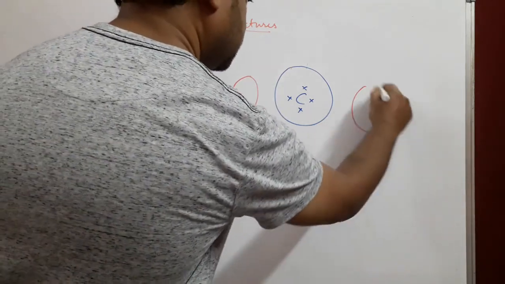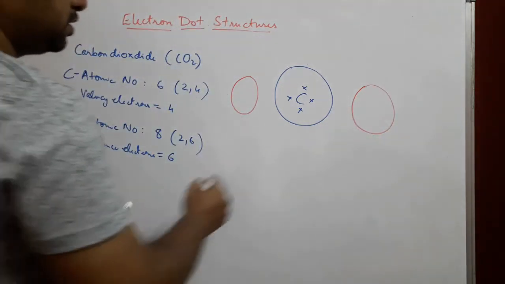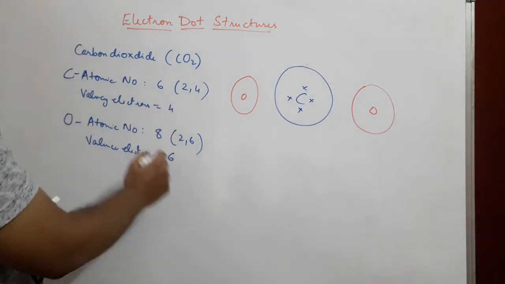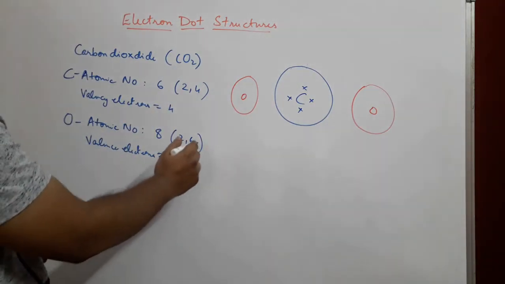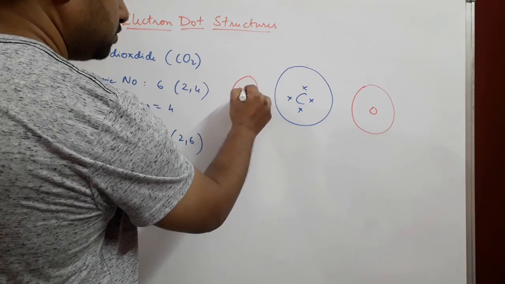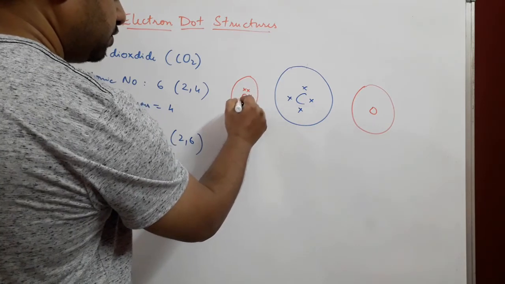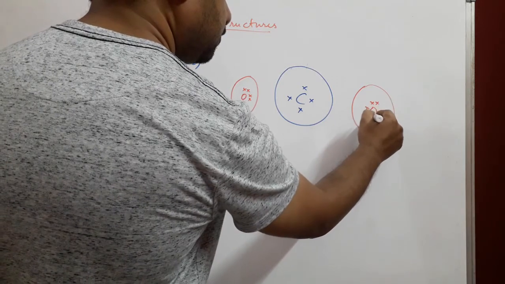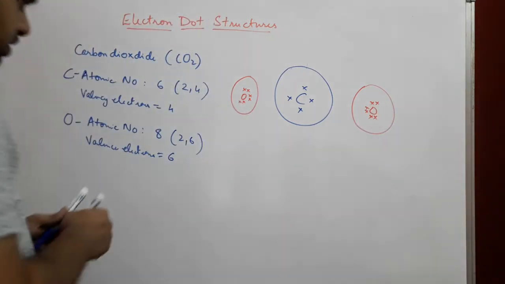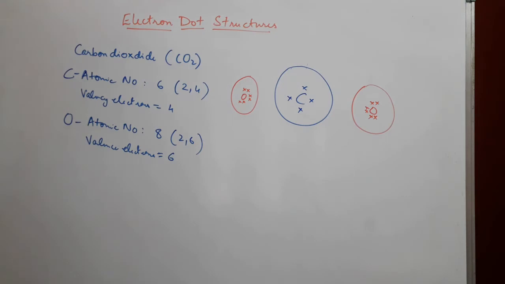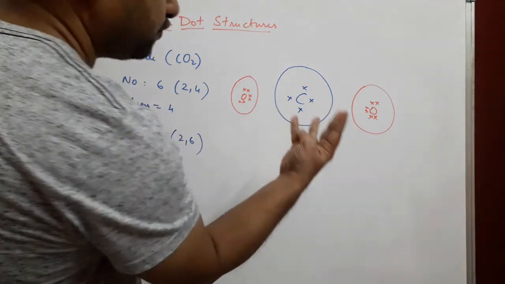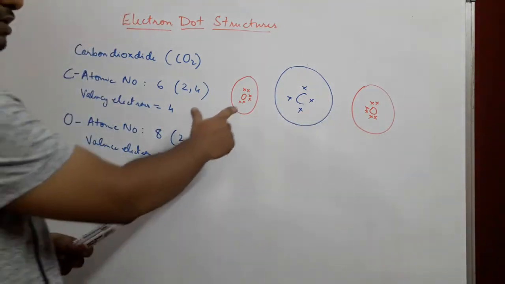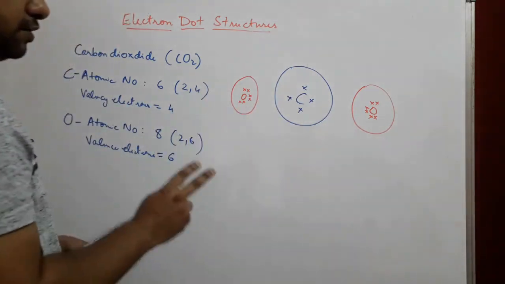And over here one more. Okay, so this is oxygen, and oxygen has 6 electrons in the outermost shell. So 1 2 3 4 5 6, 1 2 3 4 5 6. Now carbon needs 4 electrons to gain stability, and oxygen needs 2 electrons only to gain stability.